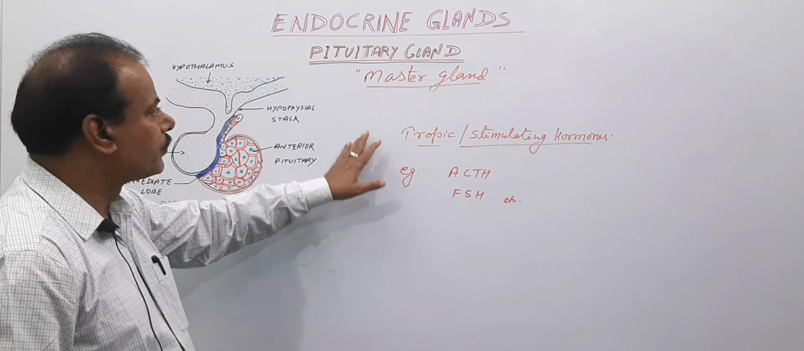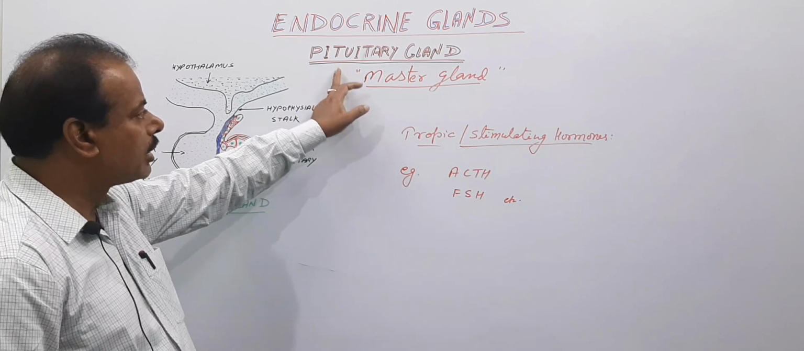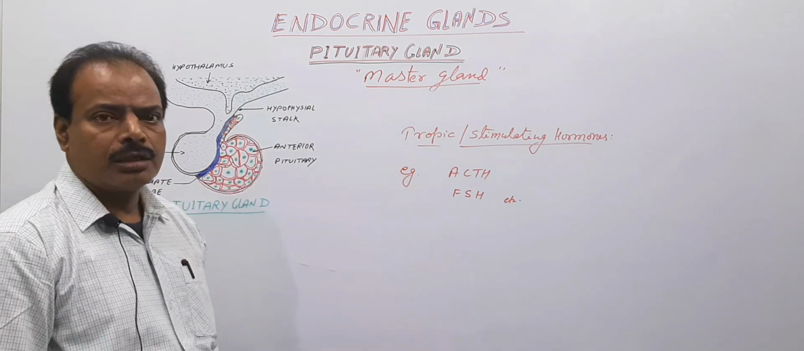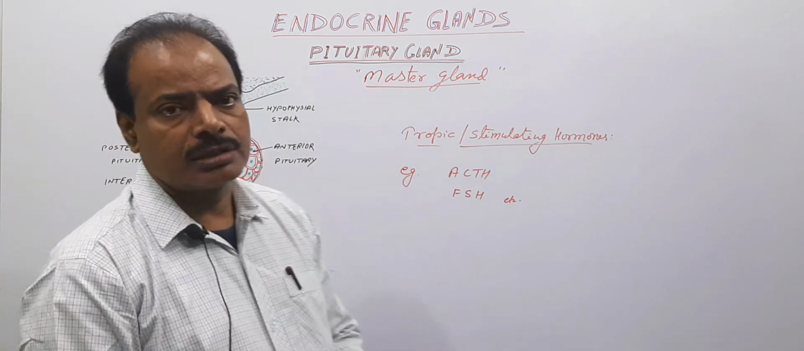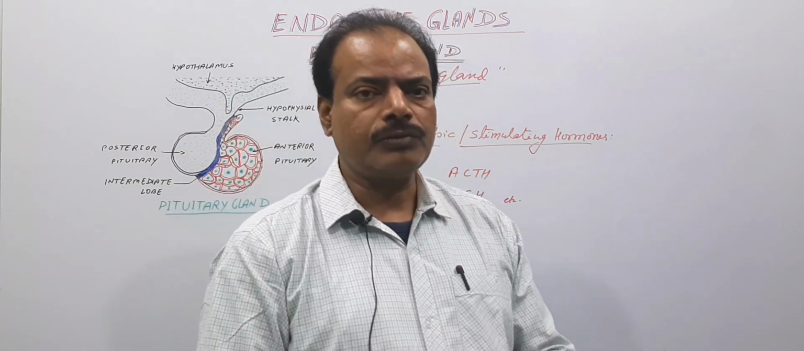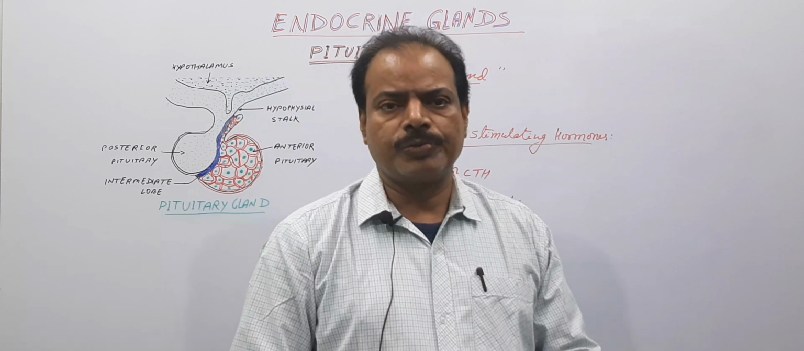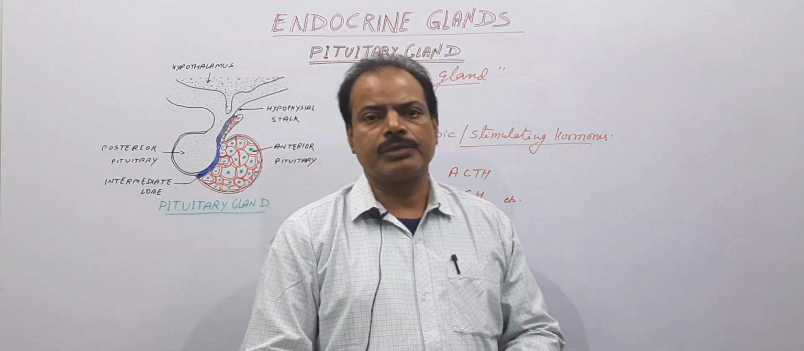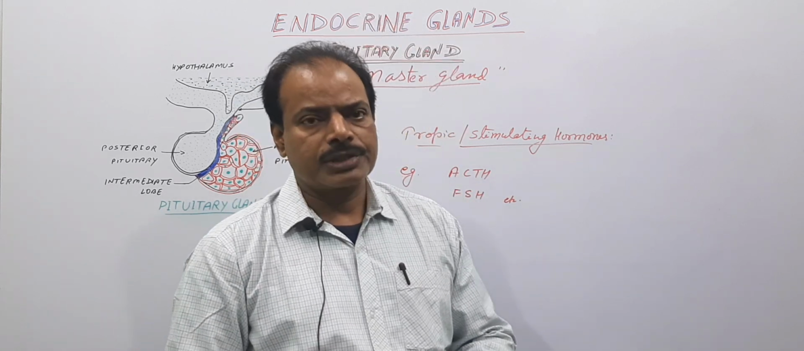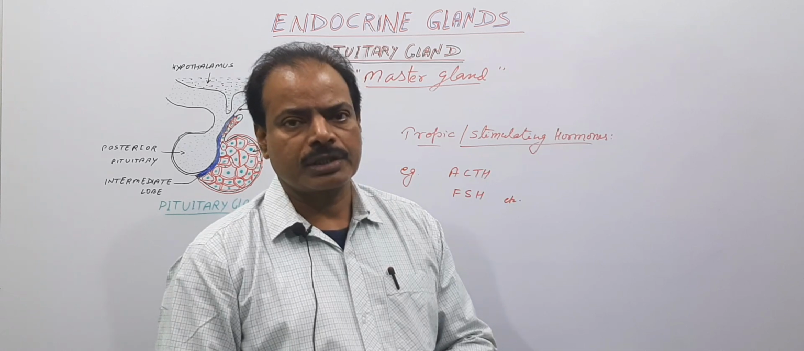So the master gland means the pituitary gland, and it is controlled by the hypothalamus by secreting releasing or inhibiting hormones, and in this way it is the superpower of the endocrine system, meaning the hypothalamus is called the master of master gland.